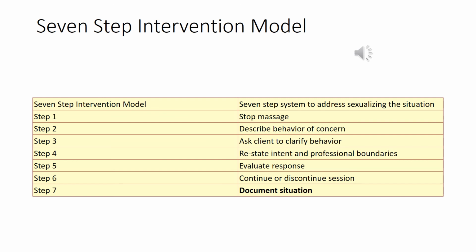Even if you weren't sure, even if you were 50-50, just put it in the notes to say, there could have been a concern here. That way, if the same issue comes up for the next therapist, they don't think they're crazy. All right, so go ahead and in step number 7, document the situation. That will complete the 7 steps for this intervention model.